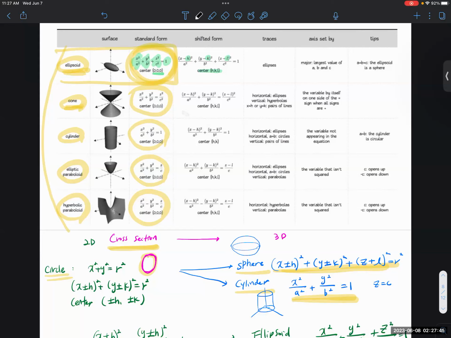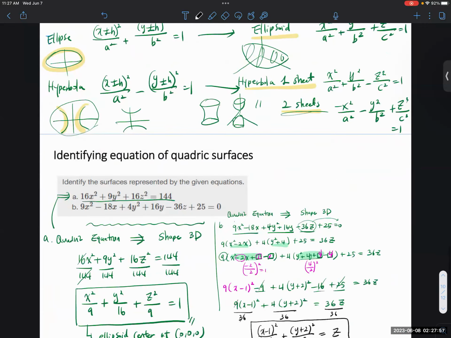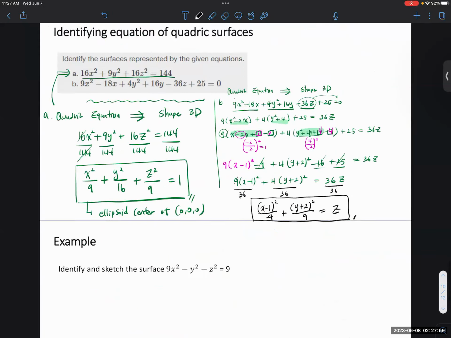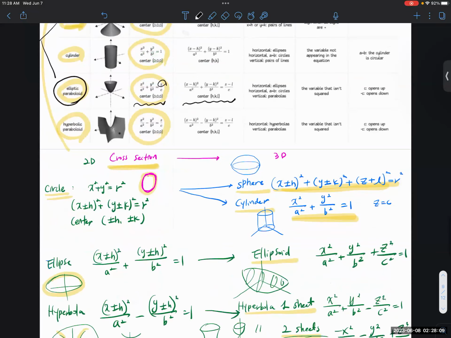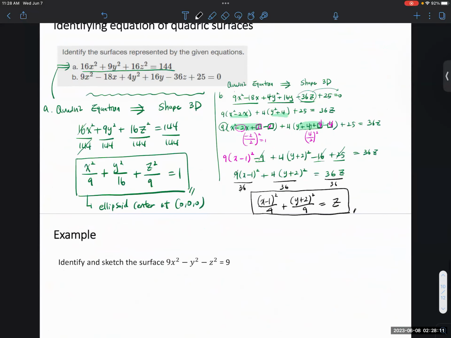Elliptical paraboloid, this one, isn't it? And then there's a center we have. So you got this answer because we have not the second power for z. You can be confused with the cone. Cone has a z second power. There's no second power for the elliptical paraboloid. So we have an elliptical paraboloid because this is only z.